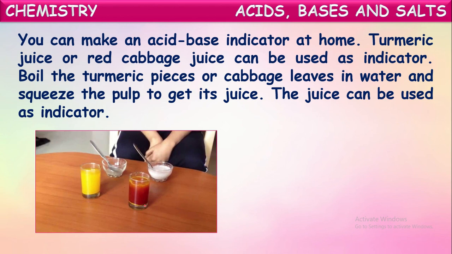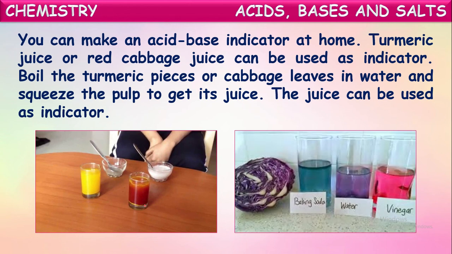In the same way, cabbage juice can also be used as an indicator. If you take the cabbage juice in water, it will be purple in color. If you add a few drops of this cabbage juice into a basic solution, the color changes to bluish green. The same cabbage juice, if you add into an acidic solution, turns pink. In this way, we can also prepare some natural indicators at our home too.